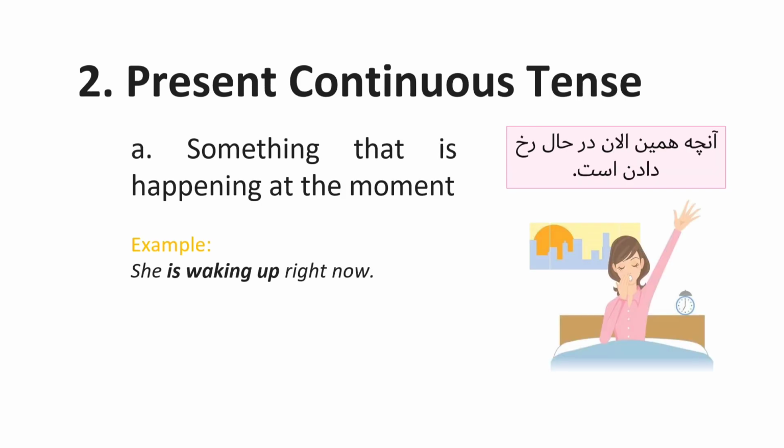All right, now let's learn the second basic tense, which is present continuous tense. Present continuous tense is talking about something that is happening at the moment, right now. For example, she is waking up right now. It means now it is 7 o'clock and she is waking up.